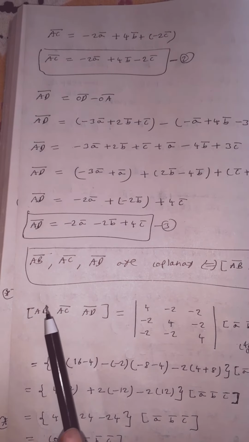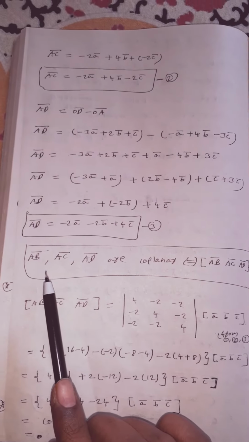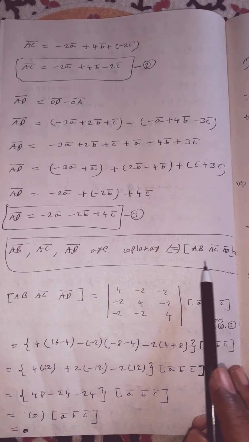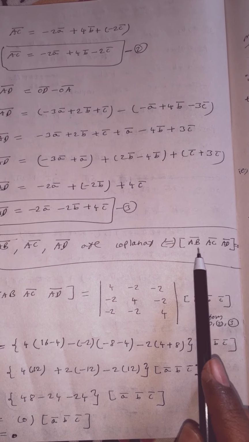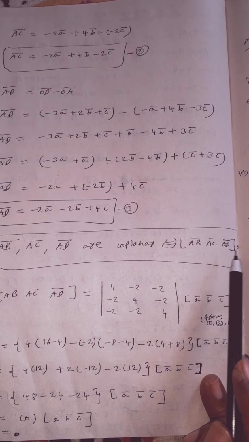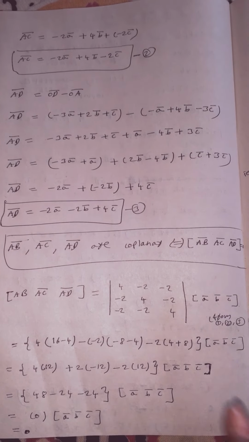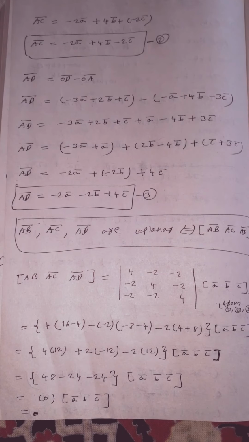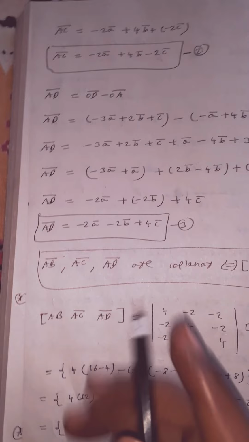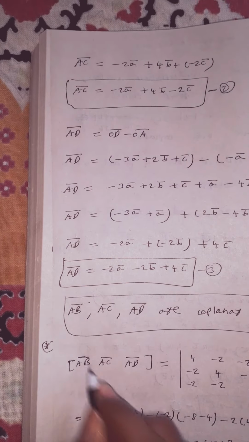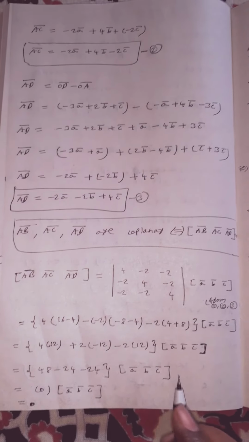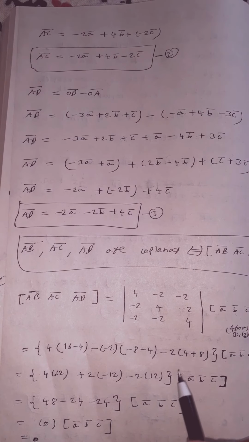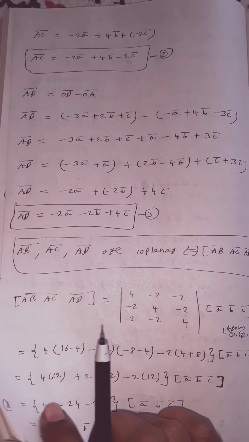Equation number 3. So we have the condition, children: AB bar, AC bar, AD bar are coplanar if and only if the box product of AB bar, AC bar, AD bar is equal to 0. We will find this value using a determinant, children. So the box product of AB bar, AC bar, AD bar equals a determinant, for which we have to take the coefficients of a bar, b bar, c bar from equations 1, 2, 3, children.